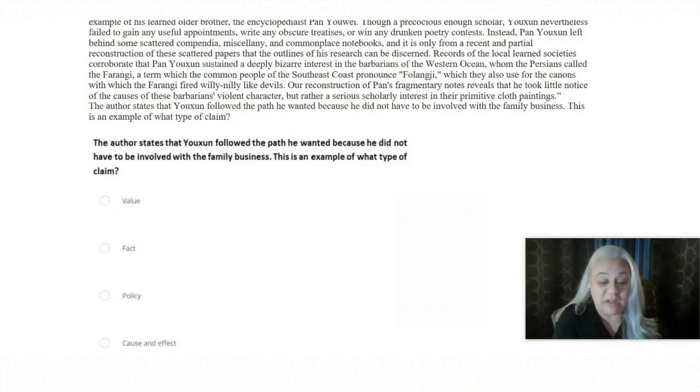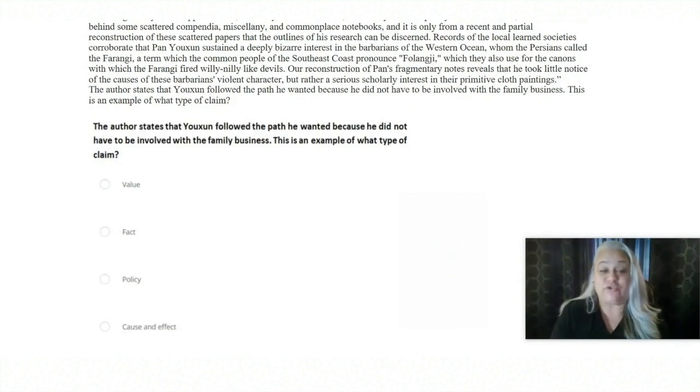Well, the claim of policy argues that certain conditions should exist or that something should or should not be done in order to solve a problem. Well, we aren't really solving a problem here. We're just talking about the result of something happening because of someone's actions. So the last answer choice is cause and effect. Well, when we're talking about a cause and effect claim, this is when an argument is made that asserts that one person, thing, or event caused another person, thing, or event to happen.